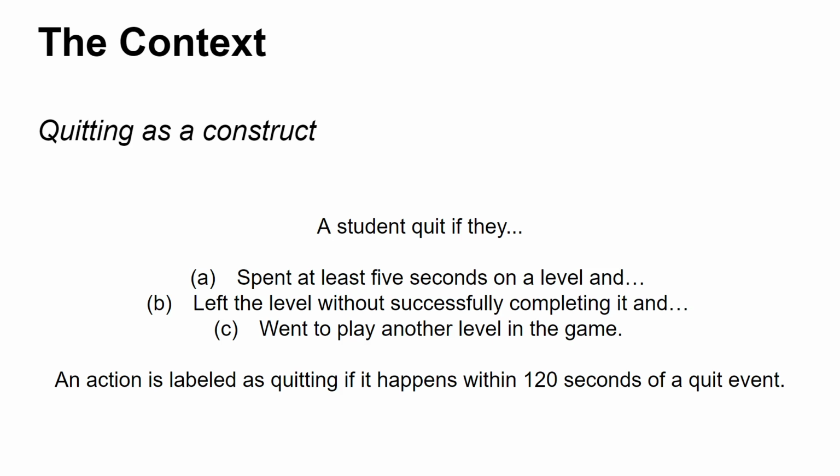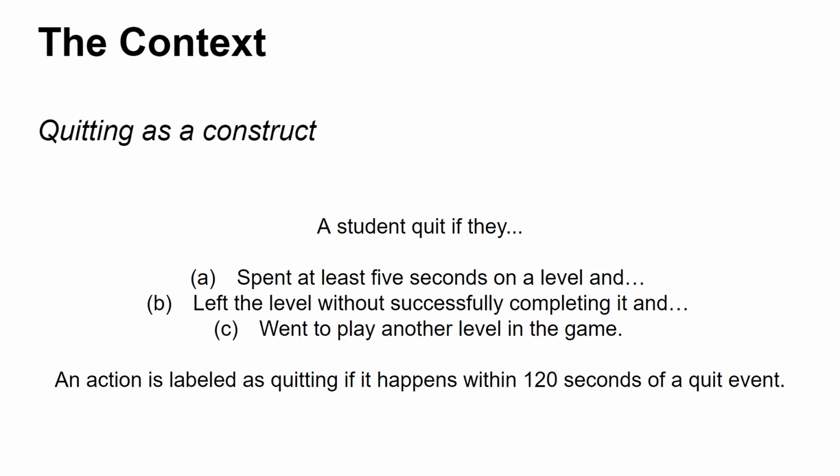We operationalized quitting as follows. A student was considered to have quit if they spent at least 5 seconds on a level, and they left the level without successfully completing it, and they went to play another level in the game. Condition A keeps us from categorizing students accidentally clicking on a level and then leaving it as a quit. Condition B defines a quit as being explicitly not a successful attempt. And Condition C prevents us from calling ends of sessions quit events, such as when a student stops playing for the day.